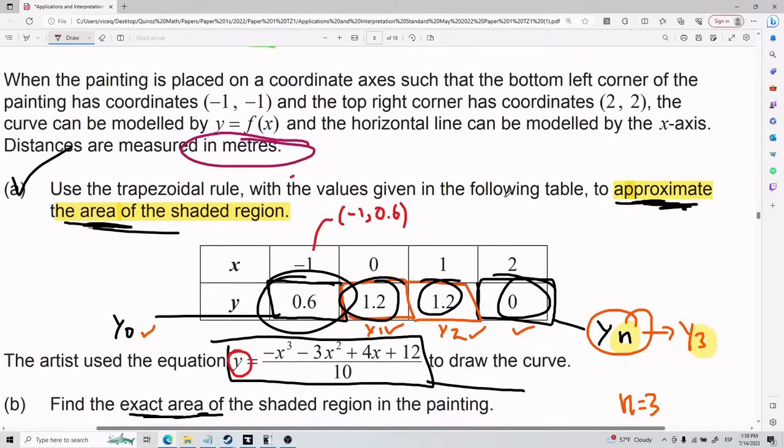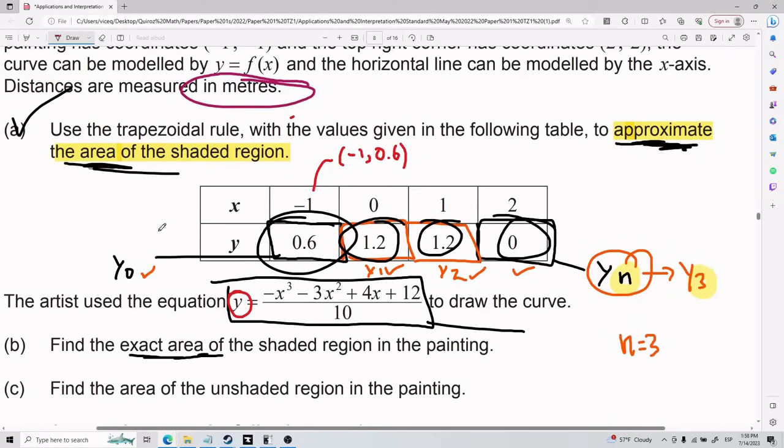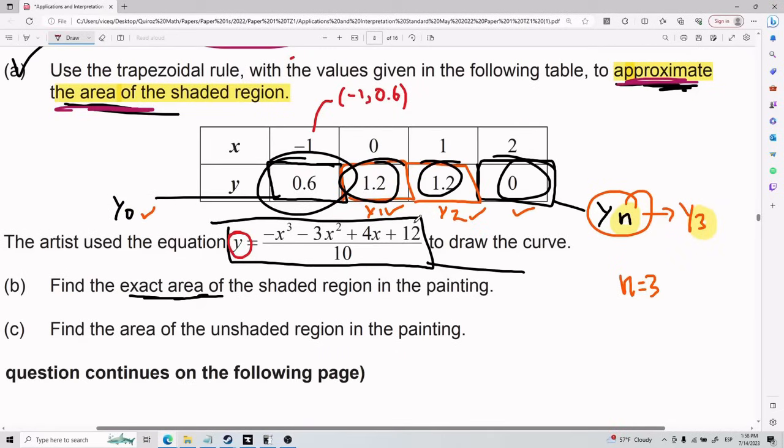All right, so now that we understand the trapezoidal rule, what's going on behind the scenes and all that good stuff, everything else just kind of flows. See? So part A finds the approximate area. We use the trapezoidal rule. We're good to go. For part B, we need to find the exact area of the shaded region.